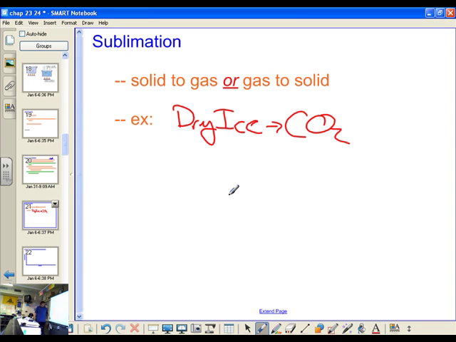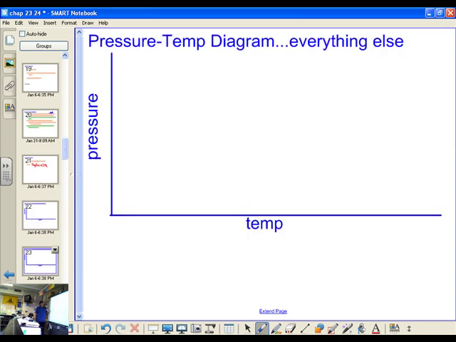So we're going to talk about two things. This is not in the book. You need to draw these diagrams. Pressure-temperature diagrams. We're going to draw two: one for water, one for everything else. Water's is different. And this tells us certain pressure and temperature combinations.